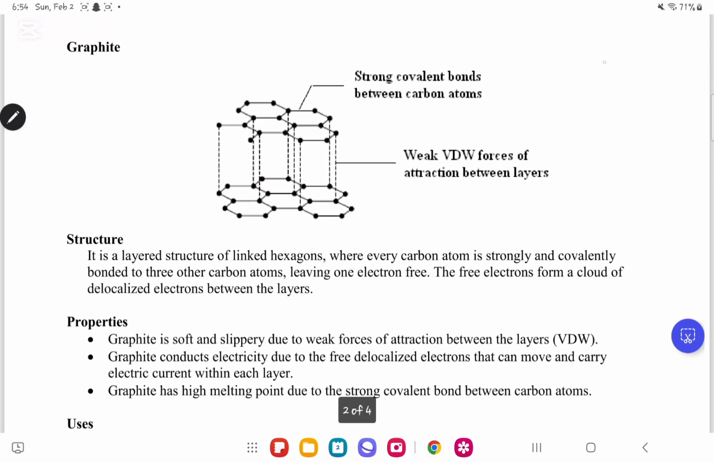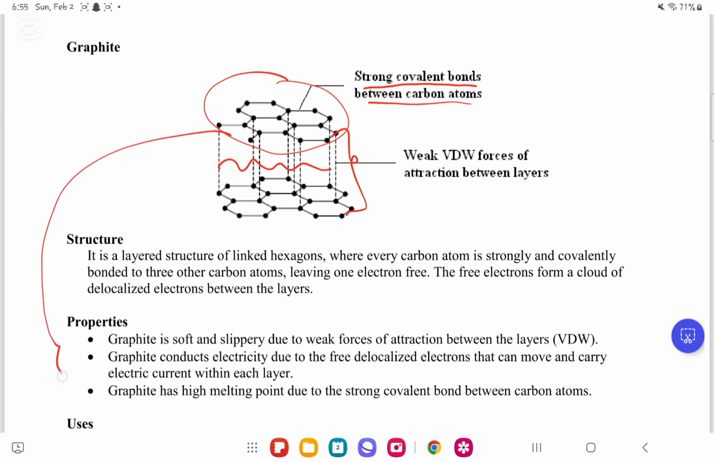As you can see, graphite has a totally different structure. We have strong covalent bonds between the carbon atoms, so we have strong bonds that look like hexagons, but between these bonds we have a layer. This layer has the electron cloud. What you need to know is that these forces over here are strong covalent bonds between the carbon atoms. Because they are strong covalent bonds, they have a high melting point, and at the same time they are a bit hard, they don't break easily.